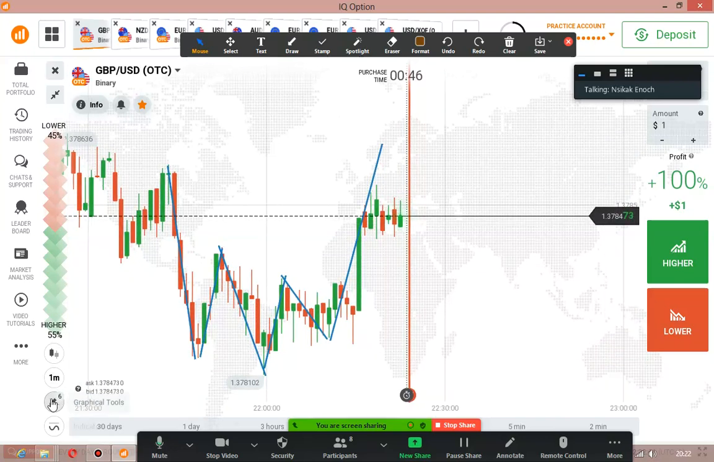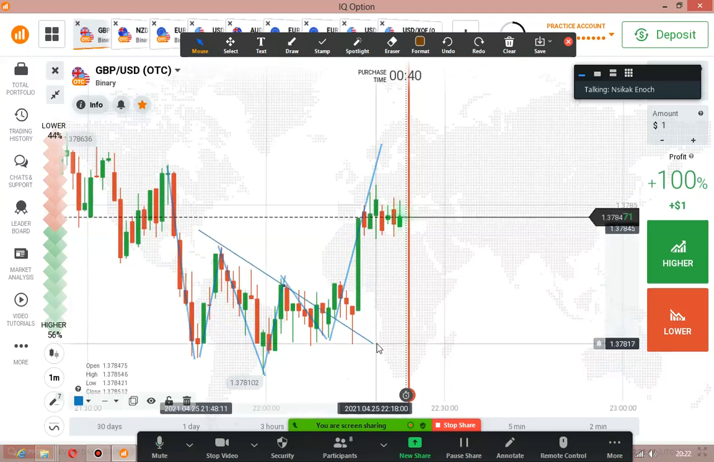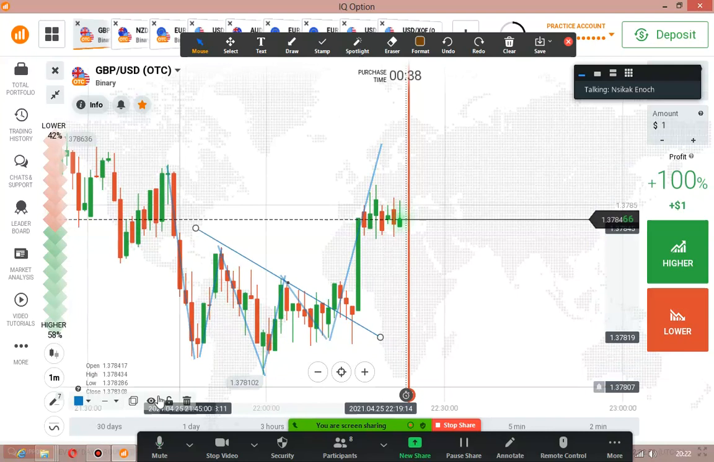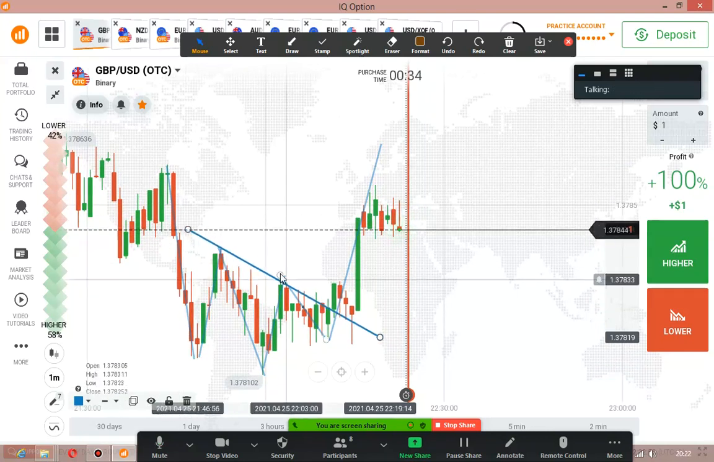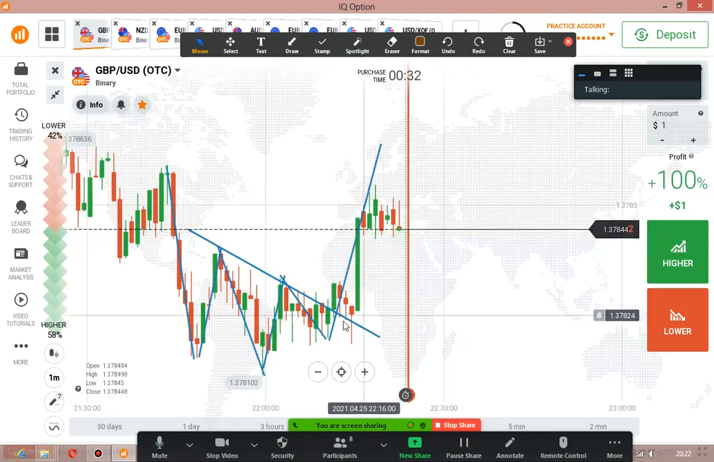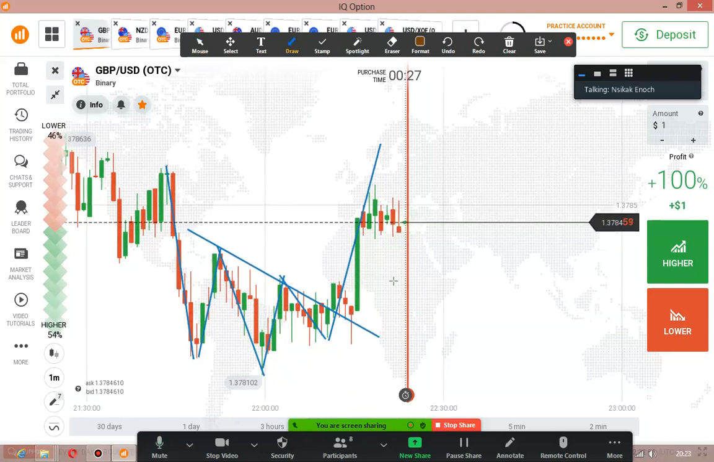Okay, so now we have drawn it, and you can see that this pattern is a head and shoulder pattern after this downtrend. We can also see how the market breaks the trend line, breaks the neckline. You see that the market breaks the neckline. This is the breakout, and this is the pullback. After the pullback, what do we see?